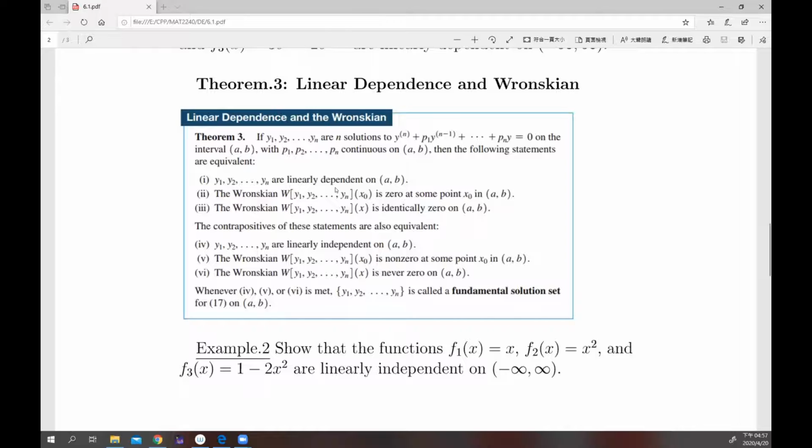Okay. On the other hand, let's look at the bottom three. The contrapositives of these statements are also equivalent. These functions, y1 up to yn, are linearly independent on A and B. Right? So that's the first statement.